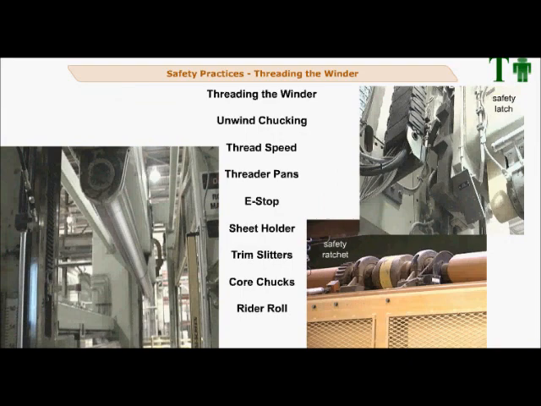Overhead hazards include the rider roll and, on some models of winder, an additional nip barrier. While threading and working in the roll pocket area, be aware that the rider roll is suspended directly above the cores in the up position. There should be a safety latch to ensure the rider roll will not drop on its own. When operating the rider roll, line of sight operations will be necessary to ensure the safety of those in the area, and it should never be lowered with people working in the winder pocket area.